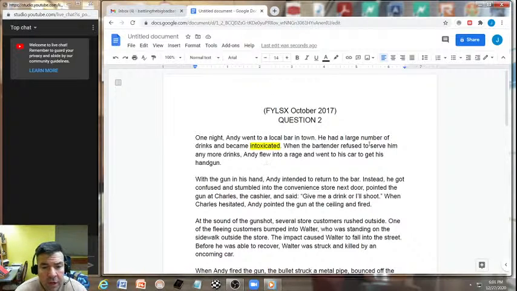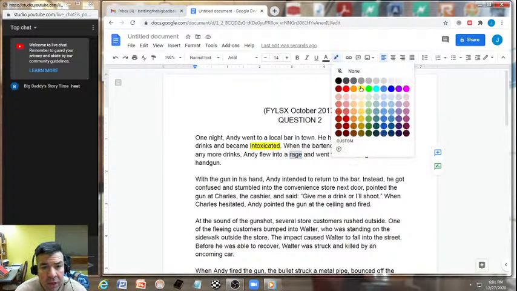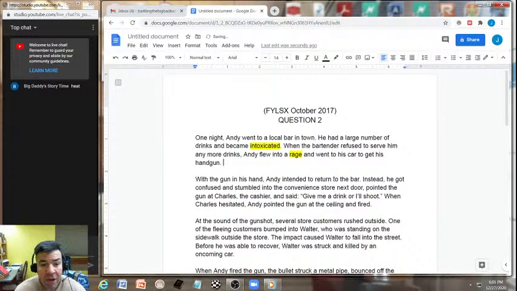Now, when the bartender refused to serve him any more drinks, Andy flew into a rage and went to his car to get his handgun. With the handgun in his hand, Andy intended to return to the bar. Instead, he got confused and stumbled into the convenience store next door. Pointed the gun at Charles. Yeah, that's exactly right. Heat of passion. The rage aspect could potentially be a heat of passion argument if we have a homicide situation, which we do. We have two homicide situations here.